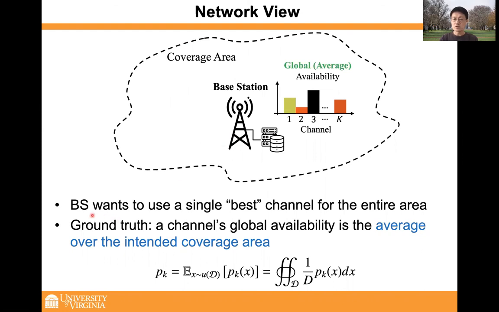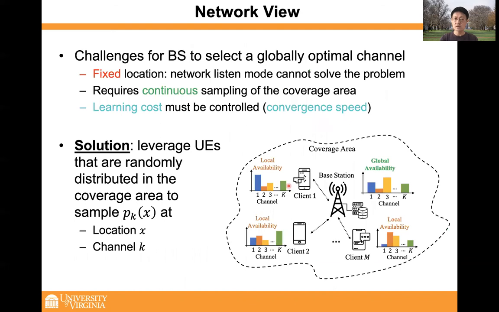So, to restate this, the base station still wants to use a single best channel for the entire area, but the ground truth is now defined as the so-called global availability, which is the average over the intended coverage area. If you know the channel availability as a function of the location X, then you should do this integration to find out on average which channel is the best. The challenge, however, is that the base station cannot get this information alone, because it is fixed at one location. This is also the shortcoming of the so-called network listen mode for the base station. This cannot solve the problem.